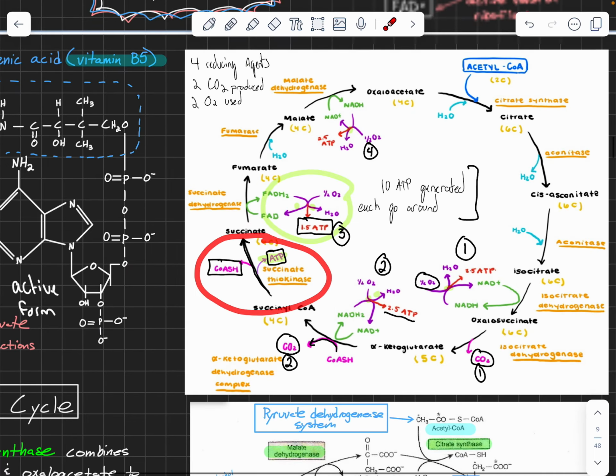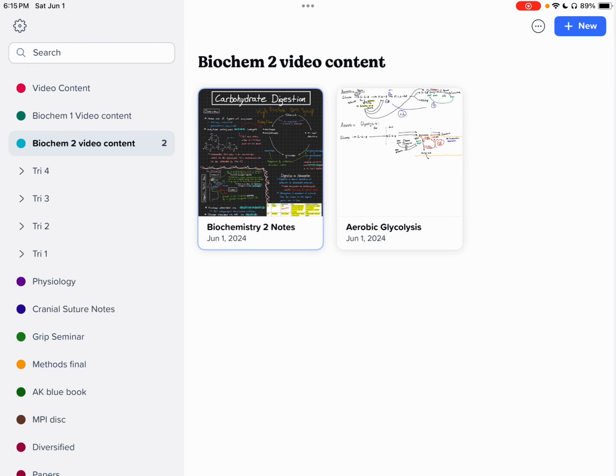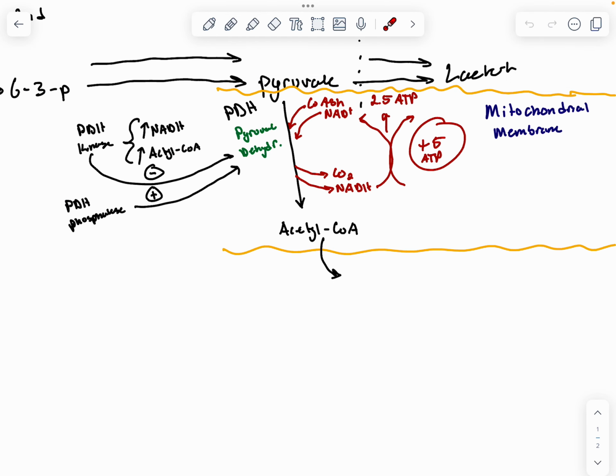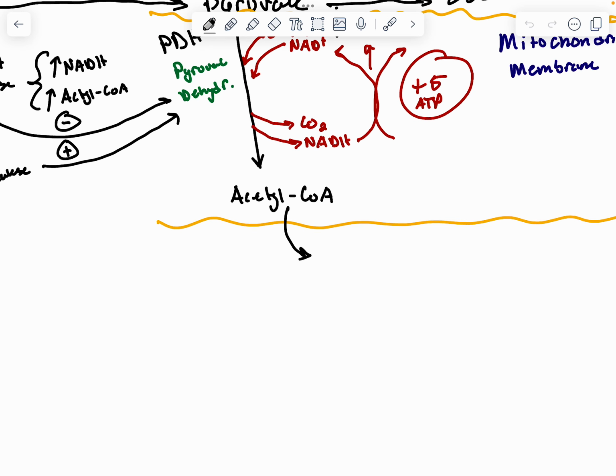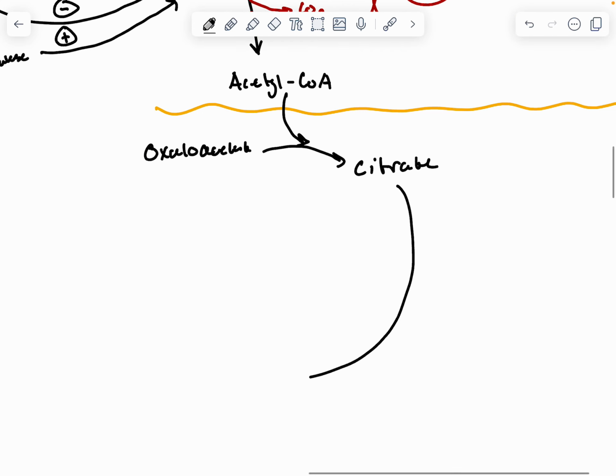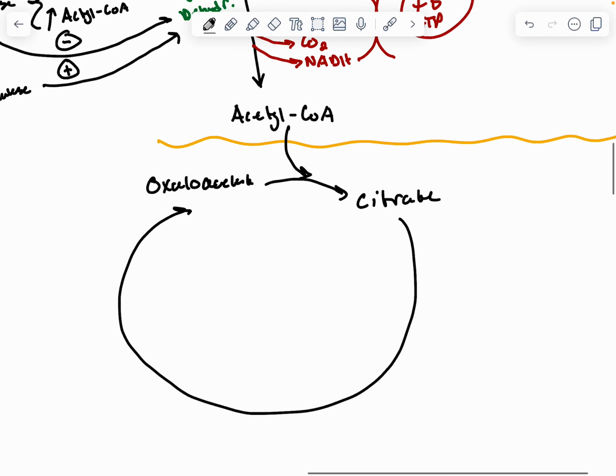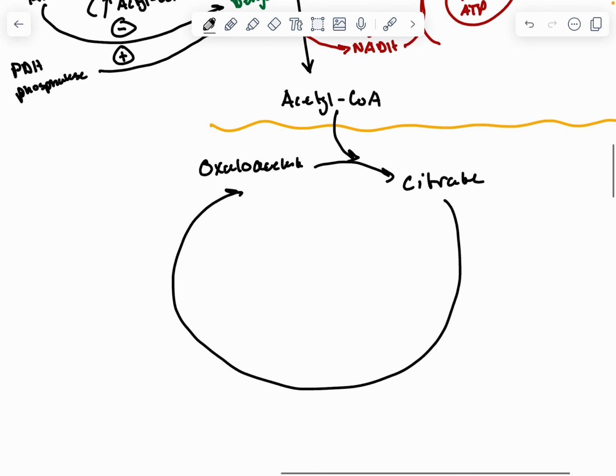So now that we have a decent understanding of that, let's just go add it to our little diagram. So we're right here, and I'm just going to make an under abbreviated version. It's going to be simplified. So oxaloacetate is going to come, and acetyl-CoA is going to combine with that, make citrate, and then boom, it's just going to go around in a full circle, come back to oxaloacetate, restart the cycle all over again. And per one cycle, we are producing 10 ATP.